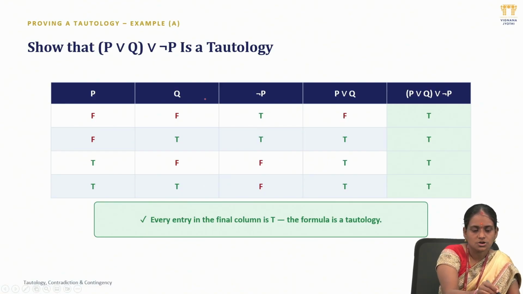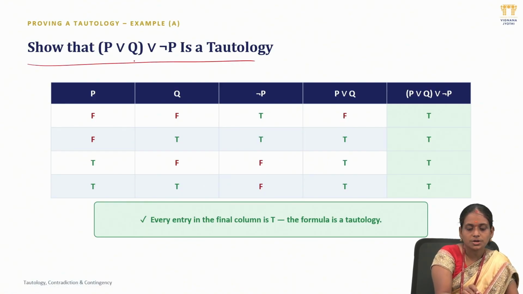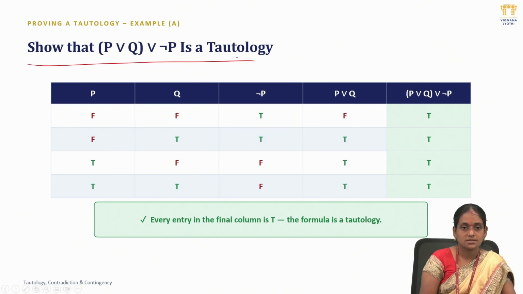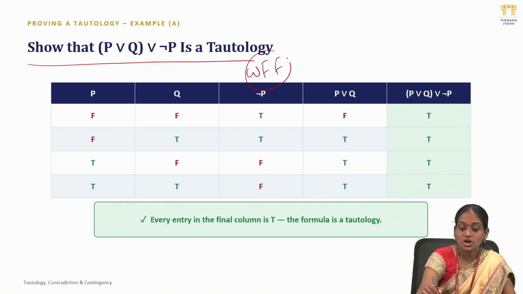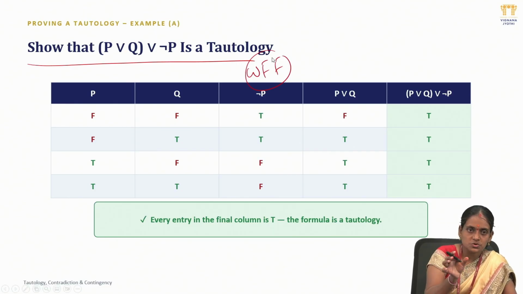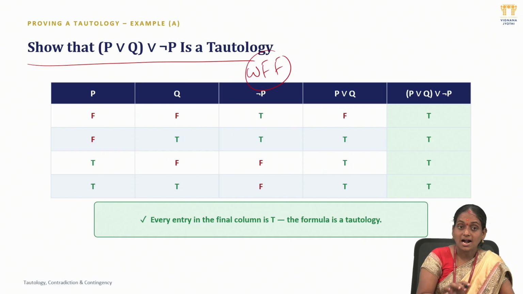Just you can see here, show that (P or Q) or negation P is a tautology. Before entering into the truth table, first you need to check whether the given formula is a well-formed formula or not. What do you mean by well-formed formula? You have to check very clearly whether the connectives are used properly between the variables, and whether parentheses are used properly between the formulas.